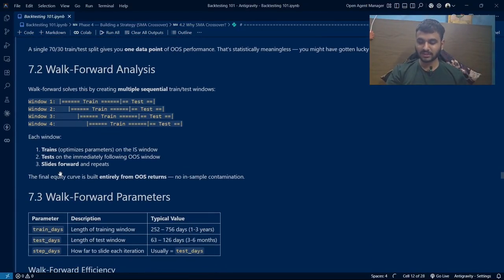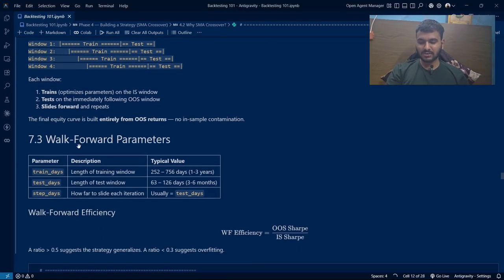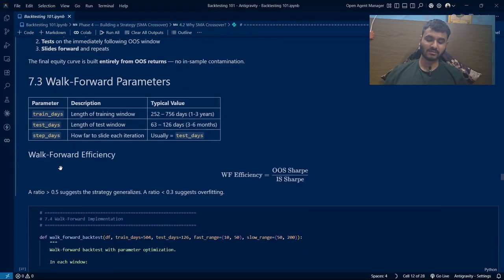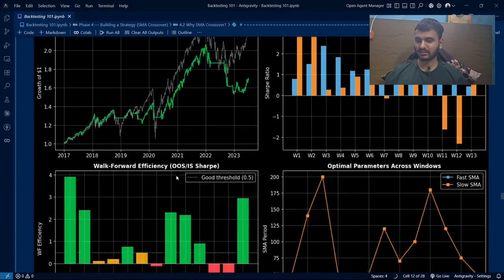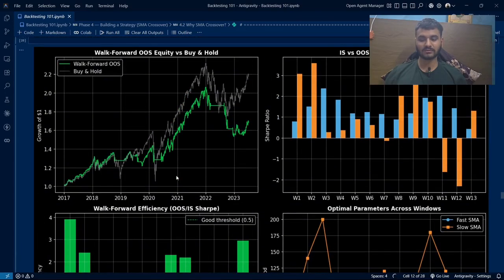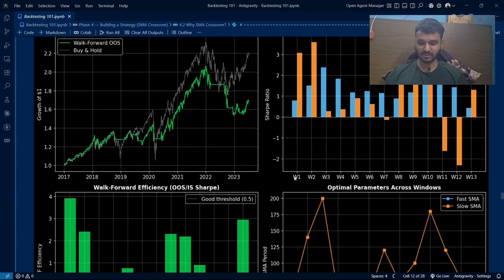Now, there are 3 parameters used in walk forward. First is train days, second is test days, and third is step days. Your walk forward efficiency is calculated as out of sample Sharpe divided by in sample Sharpe. This is basically how your dashboard should look. If you are backtesting a strategy, this is walk forward out of sample. Out of sample is basically the data that was tested upon, not trained upon. In sample versus out of sample Sharpe by window 1, window 2. There are 13 windows included here.